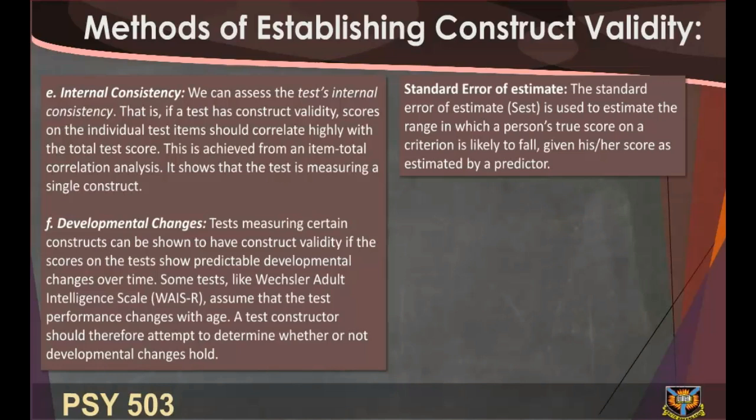Standard error of estimates. The standard error of estimates is used to estimate the range in which a person's true score on a criterion is likely to fall, given his or her score as estimated by a predictor.